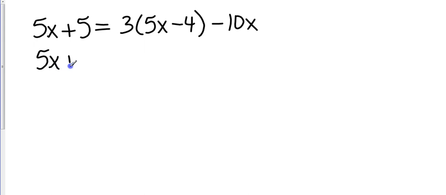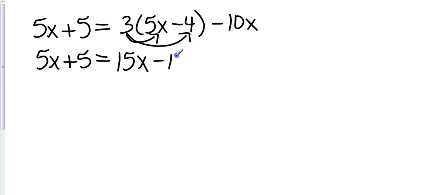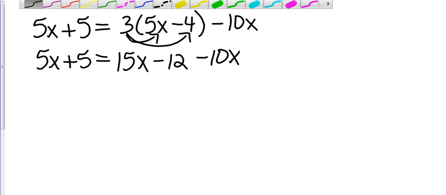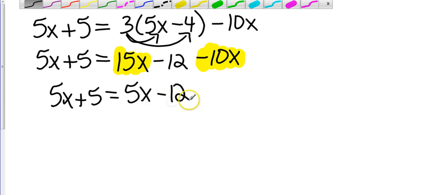We've got 5x plus 5. Let's do our distributive property over here. 3 times 5x is 15x. 3 times negative 4 is negative 12. And then that negative 10x is not inside the parentheses, so I don't have to multiply it by 3. I want to go ahead and combine these like terms because they're on the same side. So I'm going to go 5x plus 5 equals 15x minus 10x is 5x minus 12.